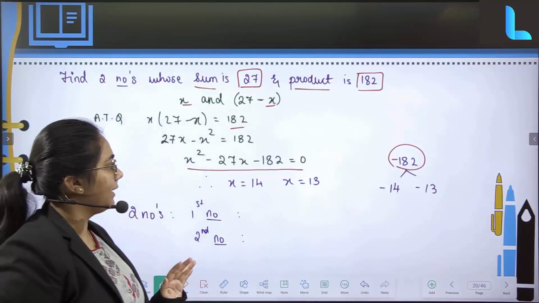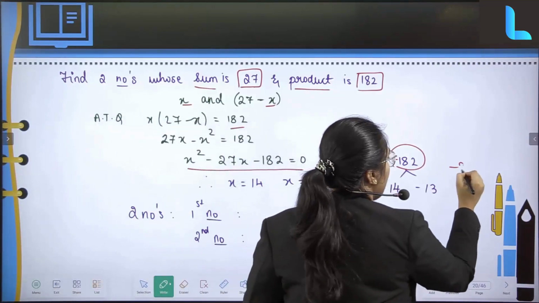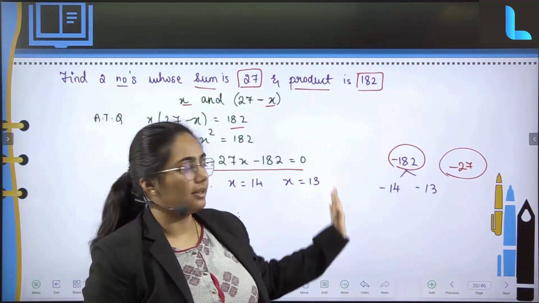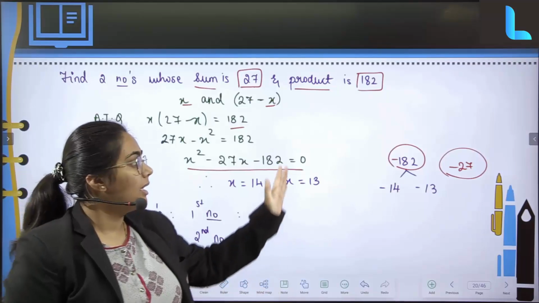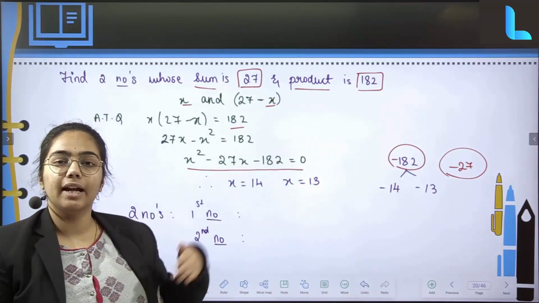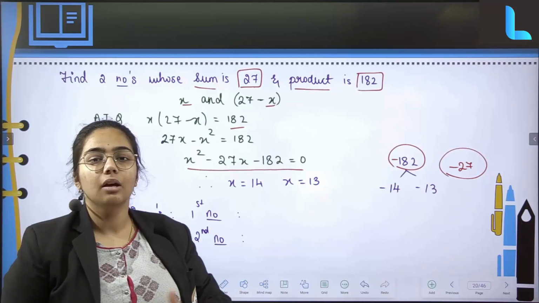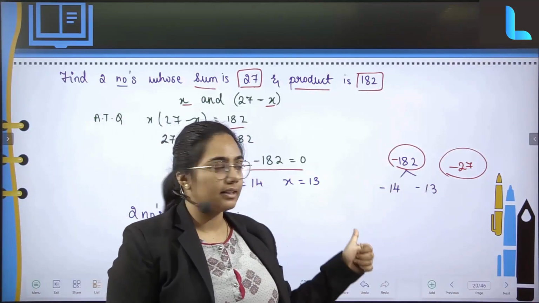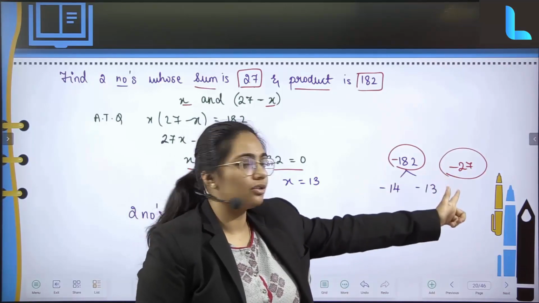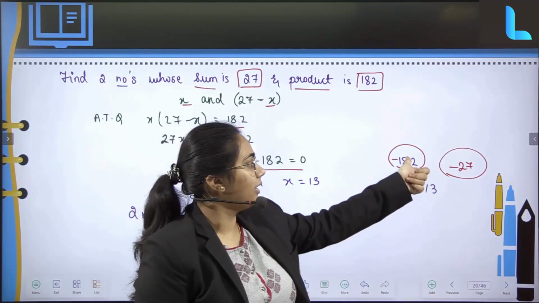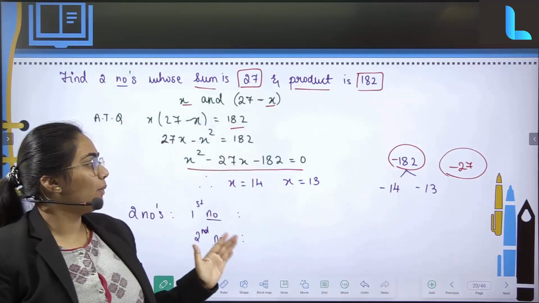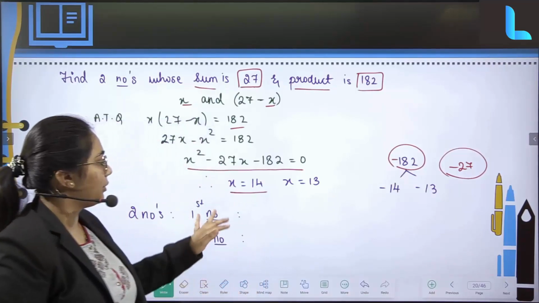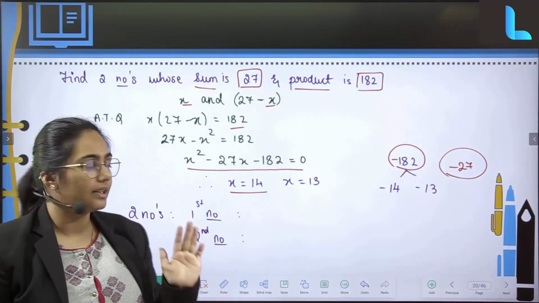So minus 182 has to be split in such a manner that I get minus 27, right? So for the factors, you have to do the prime factorization method. If you're not comfortable with that, you can directly go ahead and solve using the formula method. The factors I'll be getting are minus 14 and minus 13. So minus 14 minus 13 is also minus 27, and if you multiply, you'll also get 182. So over here x is going to be equal to 14 and x is going to be equal to 13.